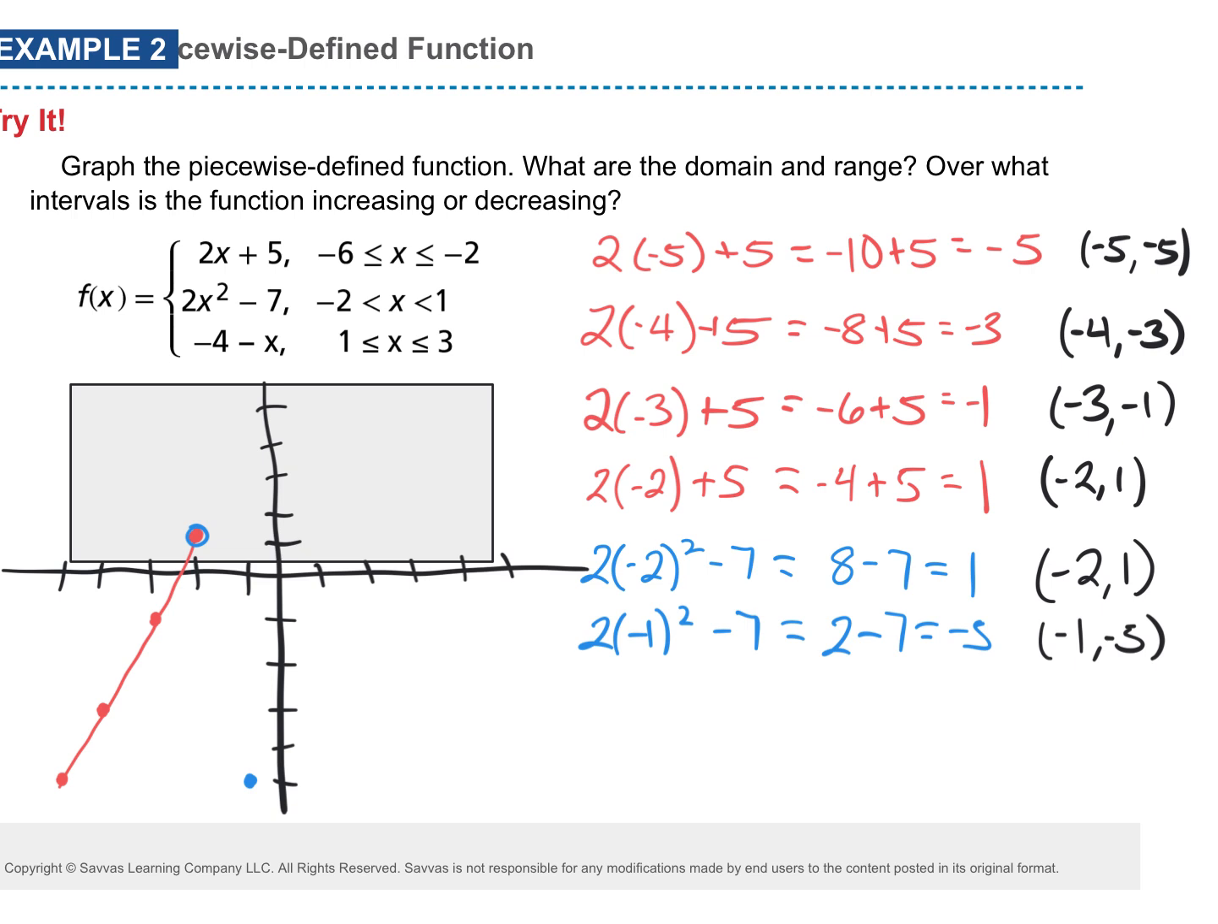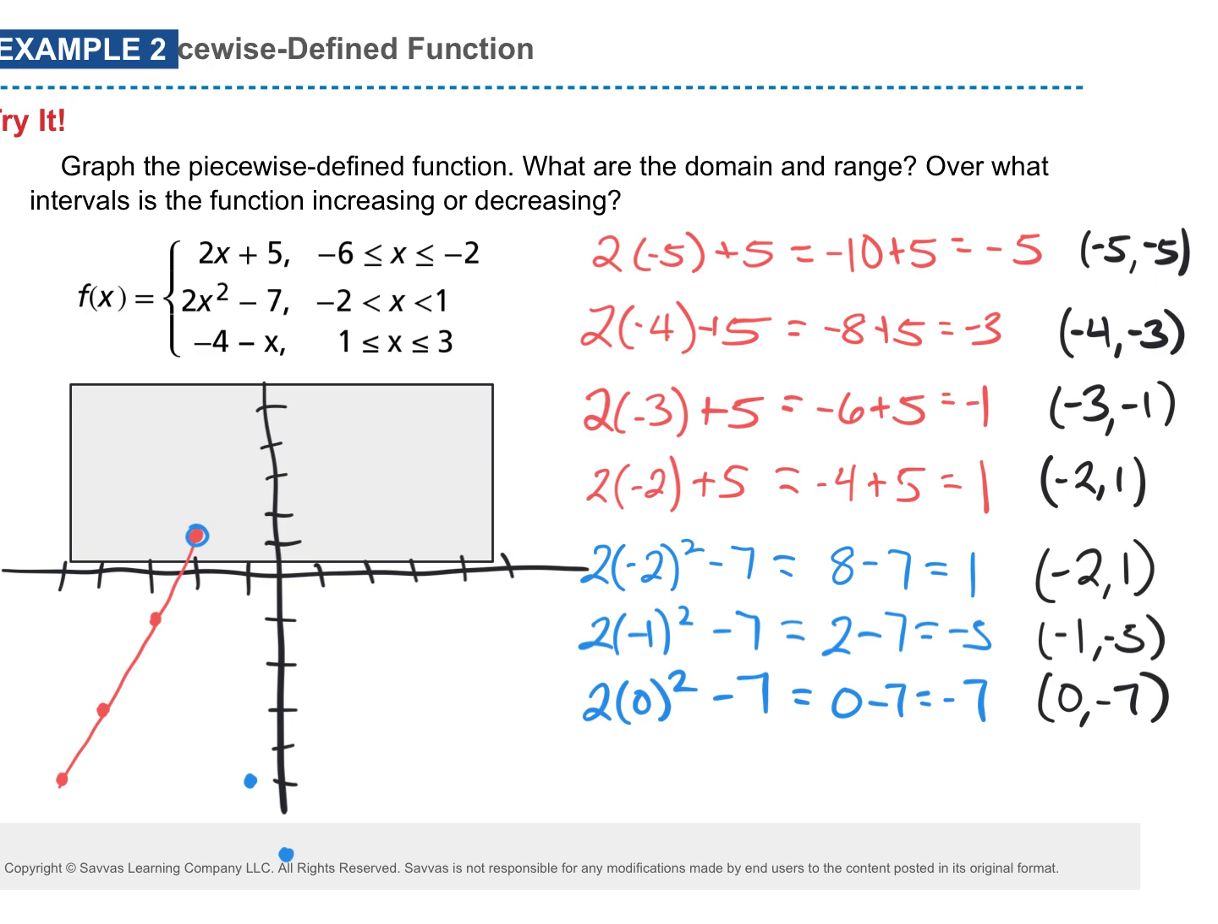Next x value: 0. So we're going to plug in 0. Which interval does 0 fall into? Is 0 in between negative 6 and negative 2? Nope. Is 0 in between negative 2 and 1? Yes. So we're going to use this equation here. We have 2 times 0 squared minus 7. 0 squared times 2 is 0, minus 7 is negative 7. We do go off the graph a little bit, but it's okay. So we have 0, negative 7. Go ahead and plot that.